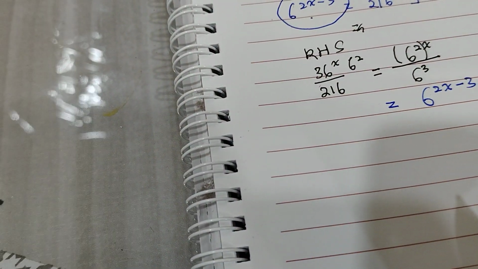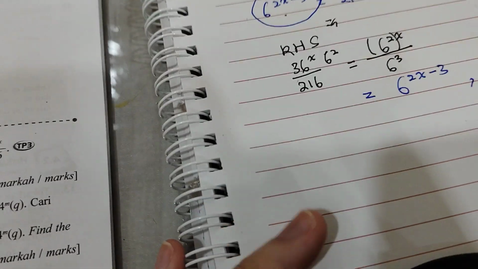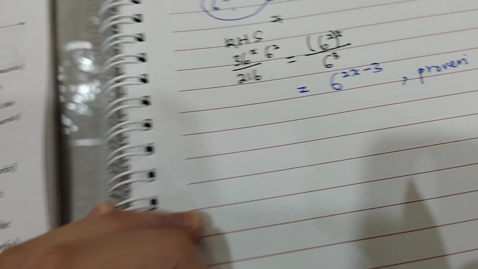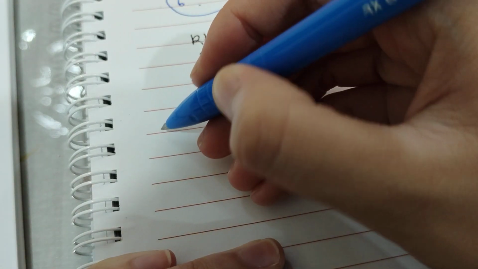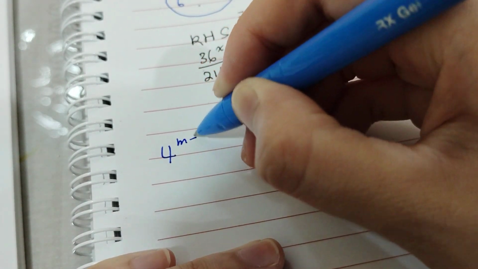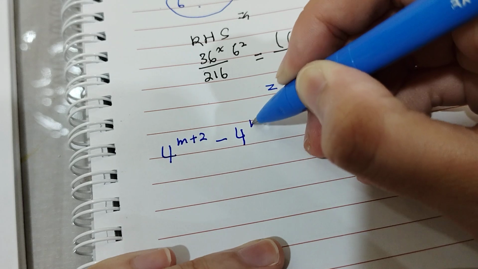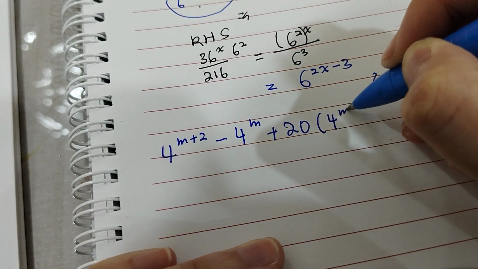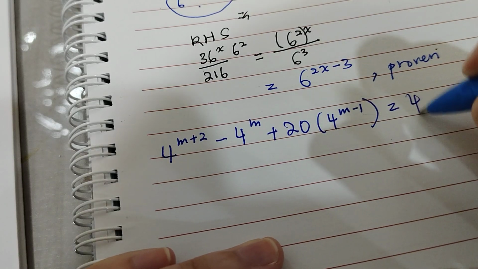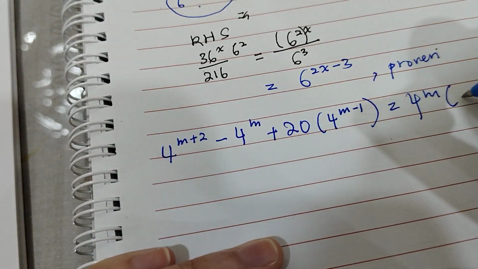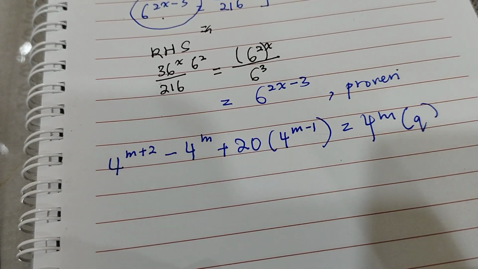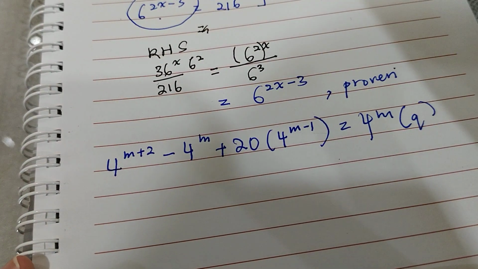Okay, this is a solving question. Can my book cooperate with me? Thank you. Okay, go down. Given that 4 power m plus 2 minus 4 power m plus 20 times 4 power m minus 1 equals 4 power m times q. You almost can't see the question anymore. Find the value of q. Okay, let's go, ladies and gentlemen.